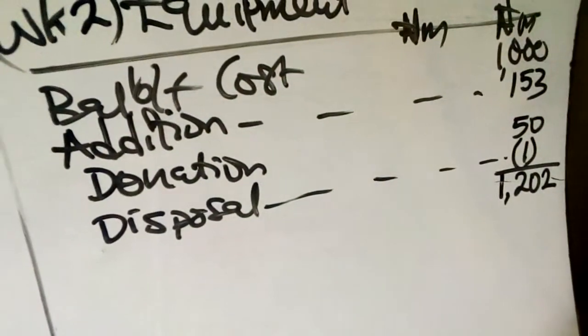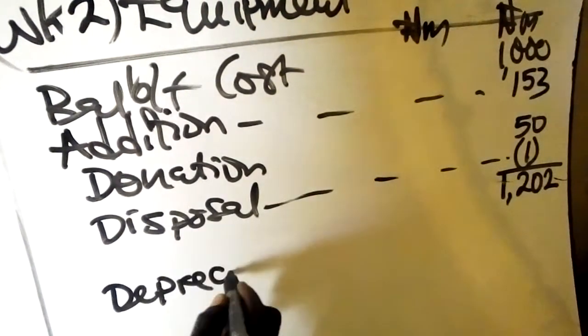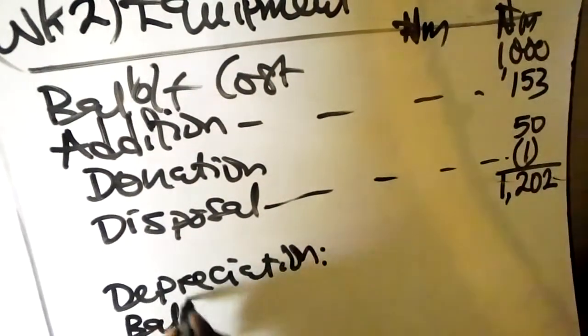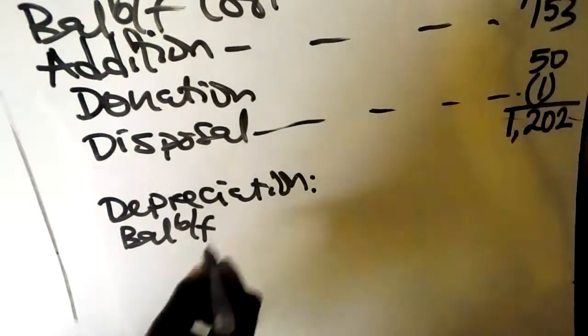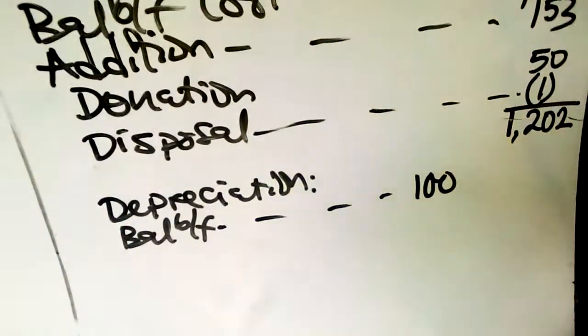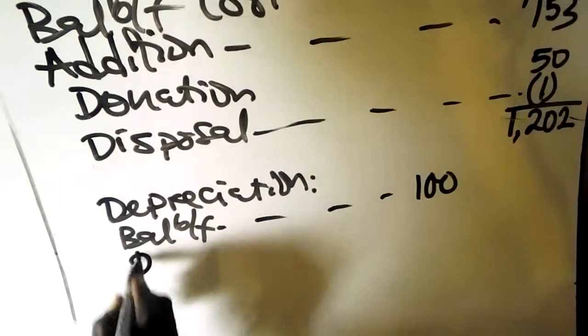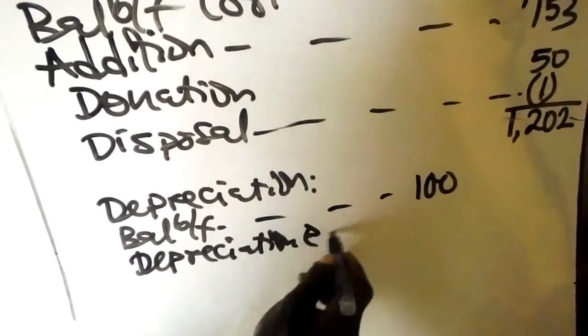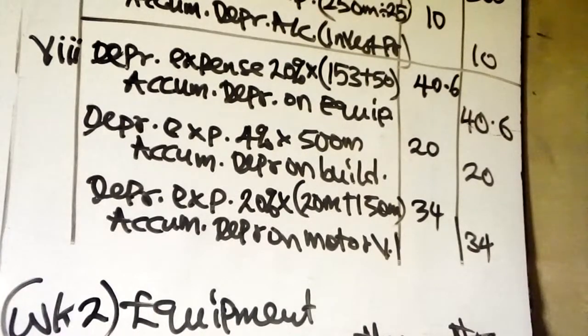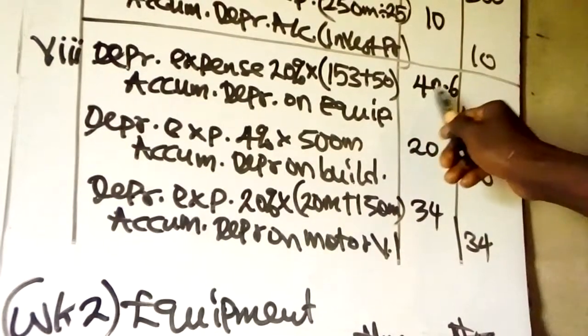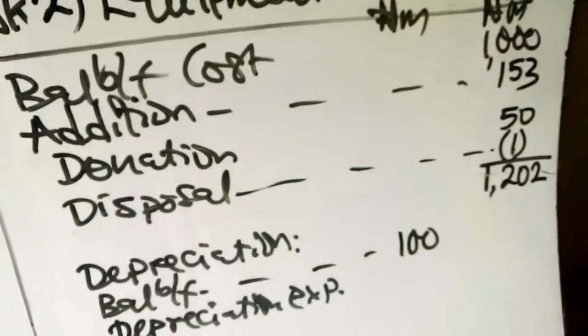Then we now have depreciation on equipment. Balance brought forward: the depreciation in our unadjusted statement of financial position. Depreciation of equipment is 100. Then the depreciation expense that is charged for the year. The depreciation expense on equipment, that is note 8, is 40.6 million.